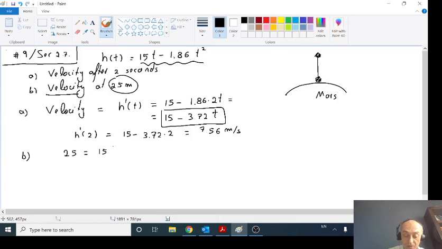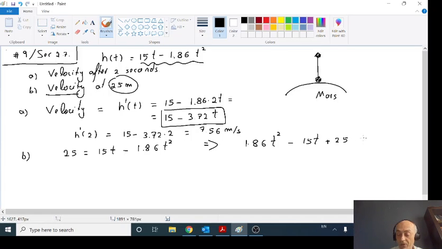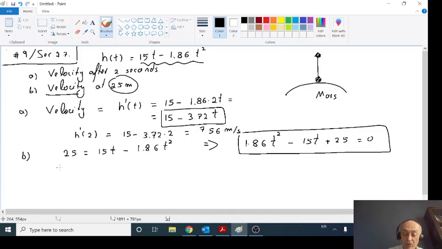So it's 15t minus 1.86 t squared. And I said in class that you could simply move things to the other side and make a quadratic equation. So the quadratic equation is 1.86 t squared minus 15t plus 25 is equal to 0. With this quadratic equation, we can solve it with a formula.